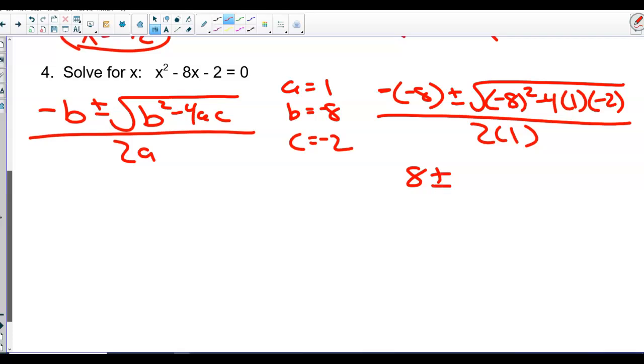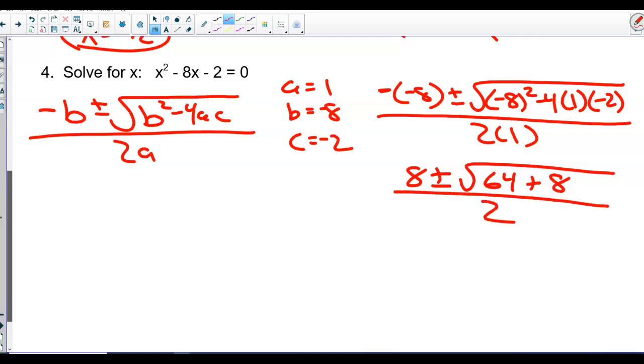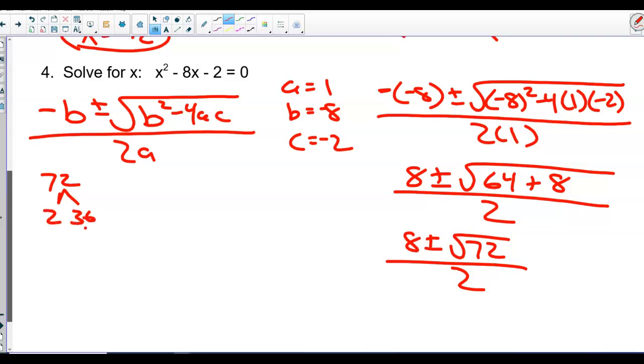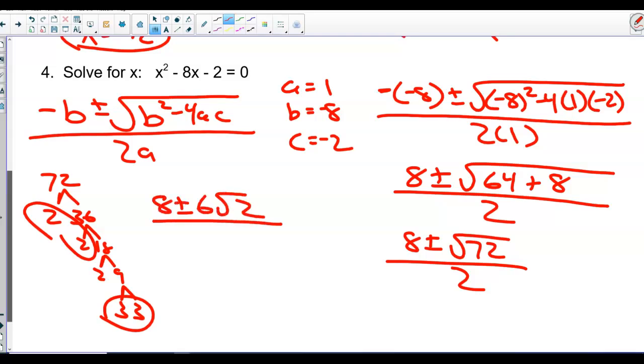-(-8) is 8 plus or minus -8 squared is 64. -4 times 1 times -2 is a +8, all over 2. And that ends up being 8 plus or minus the square root of 72 over 2. The square root of 72 can be simplified. 2 and 36, 2 and 18, 2 and 9, 3 and 3. Pair of 3s, pair of 2s. So 8 plus or minus 6 root 2 over 2.